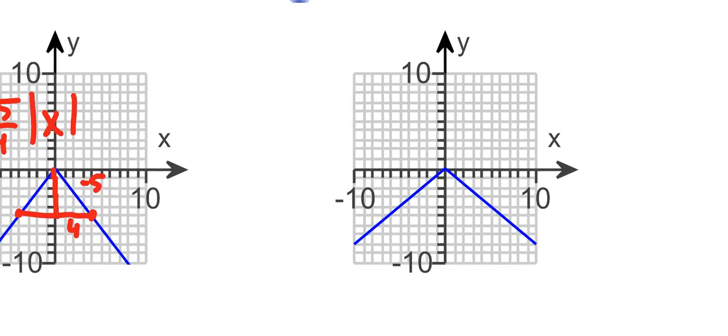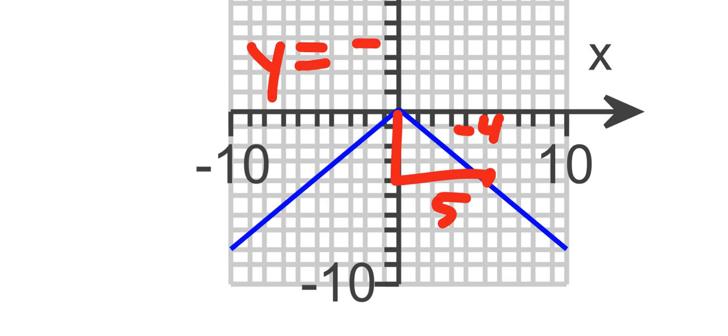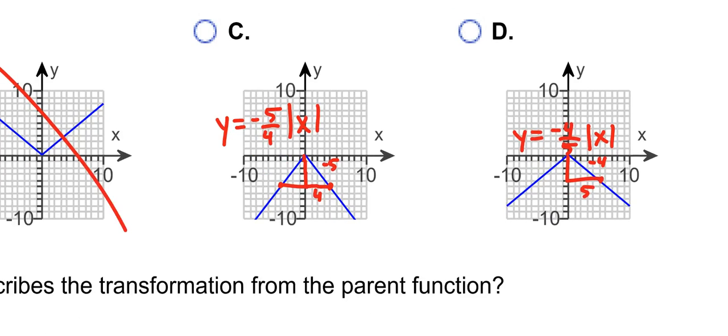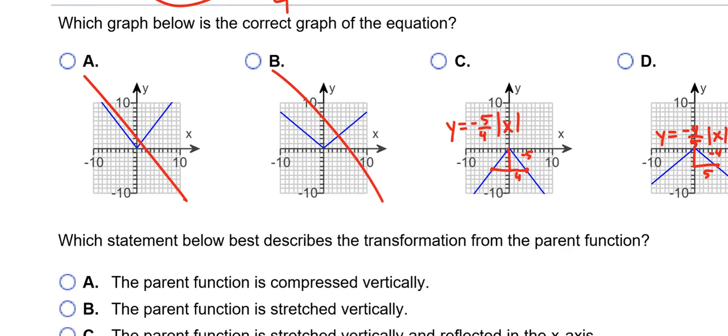So what was the other one? I bet it was flipped around. Yep, down 4/5. Yep, down 4/5. So this one was y equals negative 4/5 times the absolute value of x. What were the other ones, just for fun?